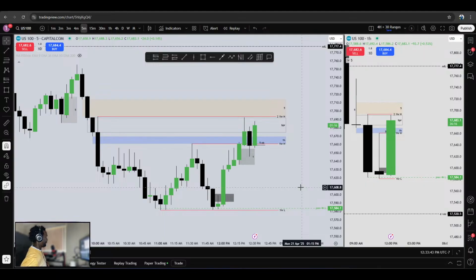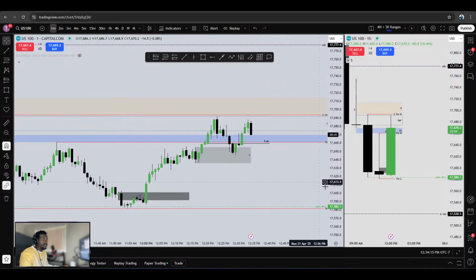Equal lows. Yep. This is the boring part. Waiting for your setup to form. So I don't know what price is doing here.